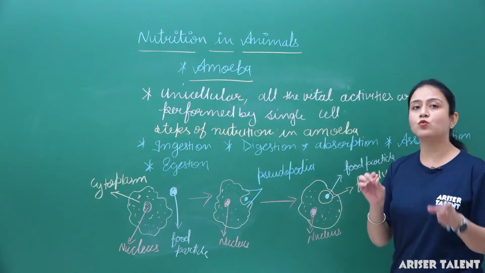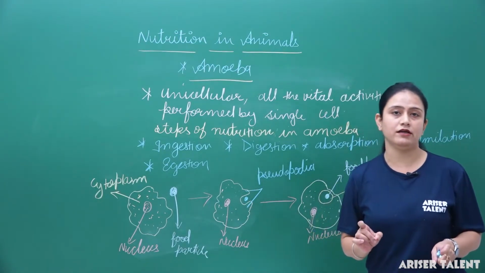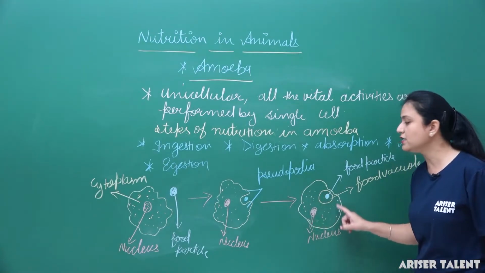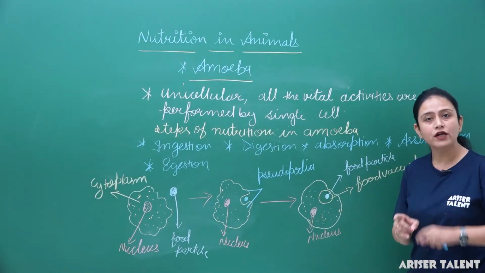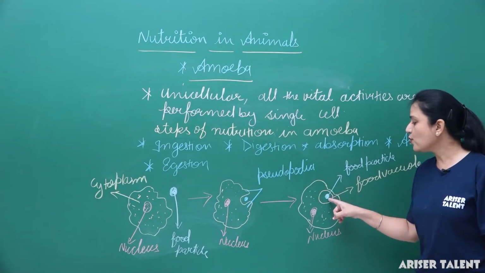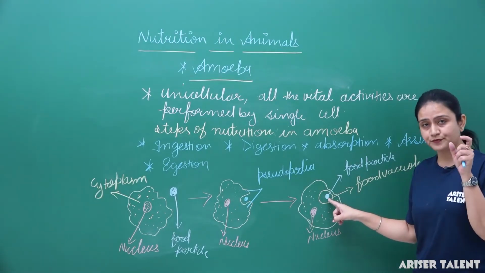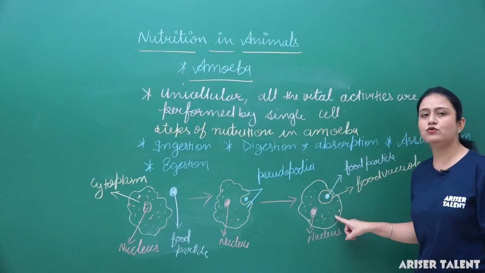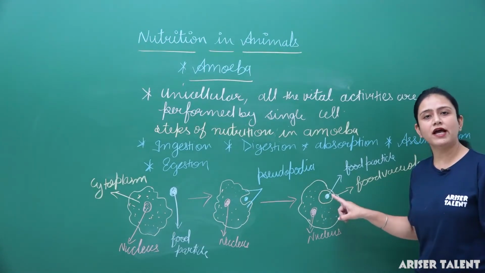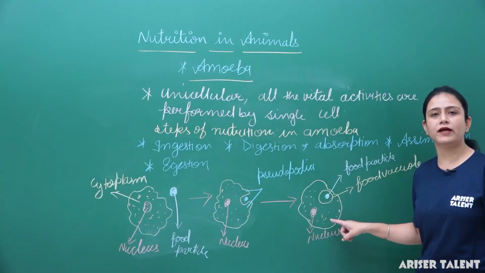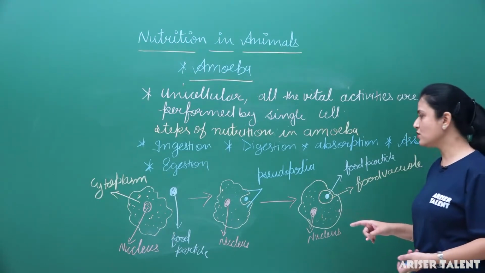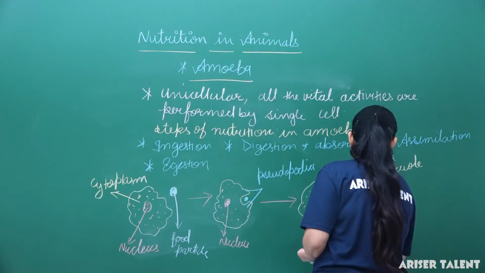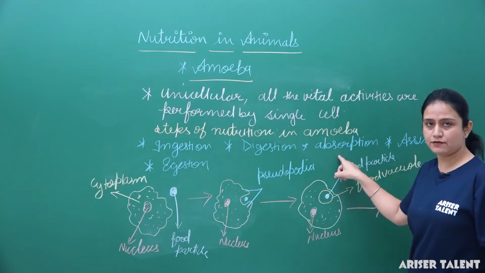Now whatever nutrients are present in the food particle, they are absorbed by the cytoplasm by the process of diffusion. Clear? It means when this food particle breaks down into the simpler form, it diffuses into the cytoplasm and is absorbed by the cytoplasm by diffusion. Then this process is known as absorption.